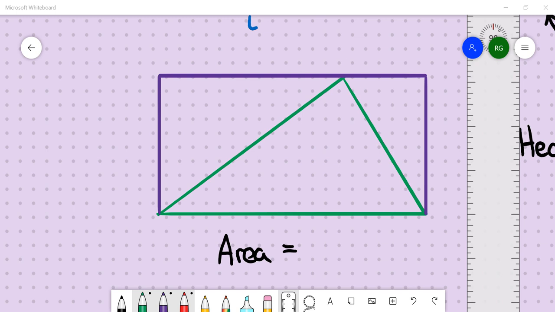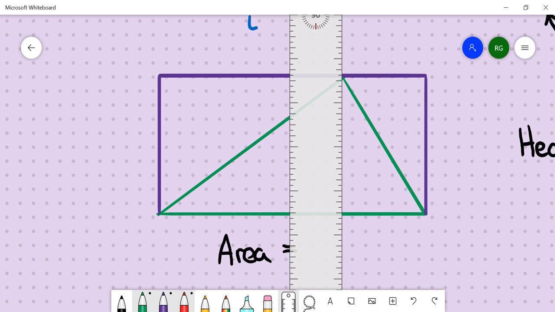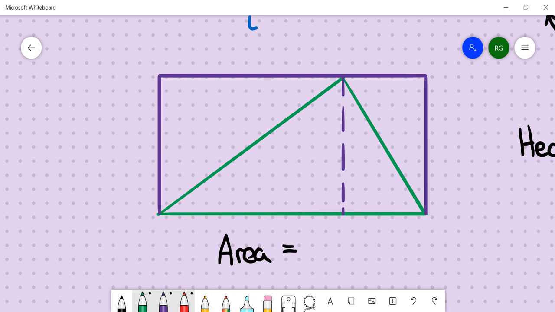Now the way we can show that the green triangle is half of the total purple rectangle is by following this. I'm going to use some dotted lines here, like so. Now you will notice that, let's try and use a green pen, this part here matches this part here, and that this part matches this part.